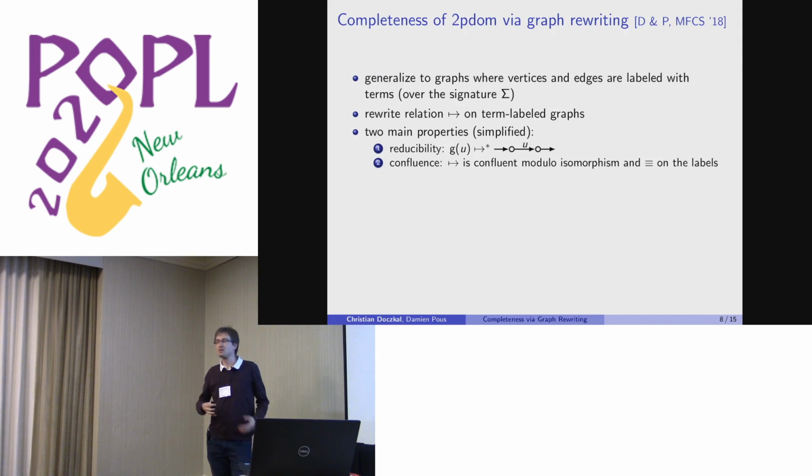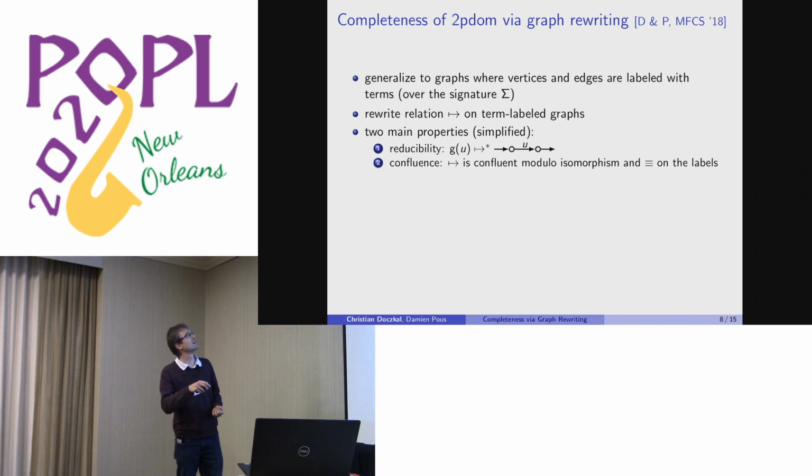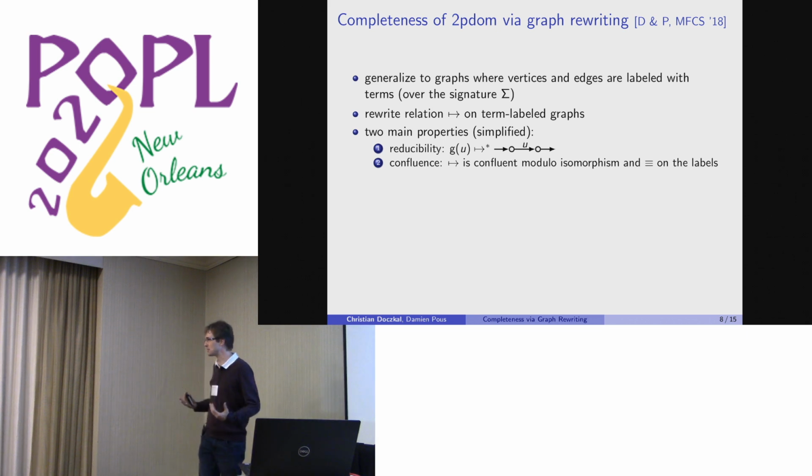So to give an idea of the completeness proof in a nutshell on one slide, what we do is we generalize the problem from the letter label graphs that I had on the slide back to graphs where both vertices and edges are labeled with terms. And then we have terms over that exact same signature. And then we have a rewrite relation on those term-labeled graphs.